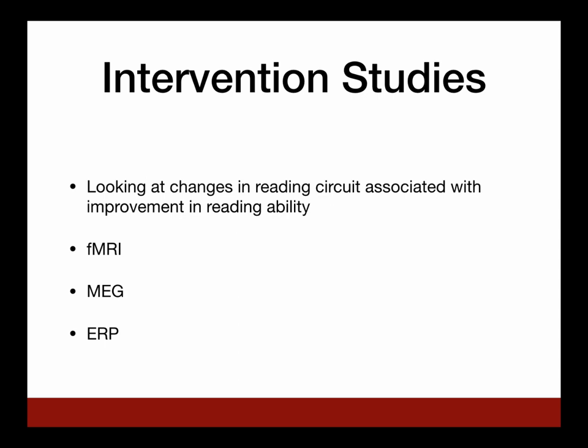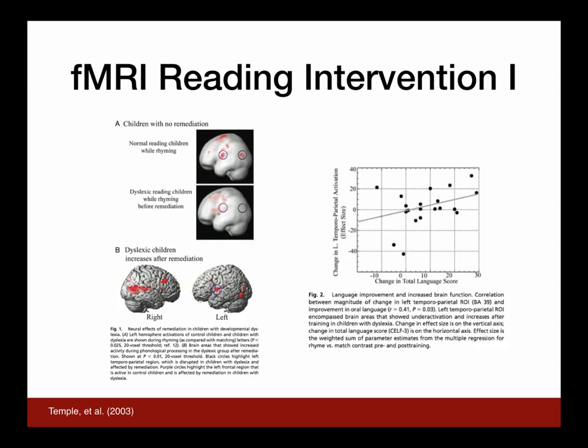Intervention is very similar. Here, for instance, is Temple again in 2003, showing that dyslexic children showed increases after remediation in the left hemisphere compared to the right. What was particularly interesting about this study was that while the normal children showed sort of classic activation while rhyming, the dyslexic children didn't initially show this pattern, later on showed this pattern, but they continued to activate this right hemisphere area.